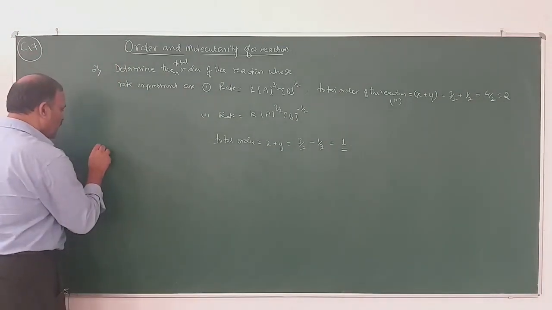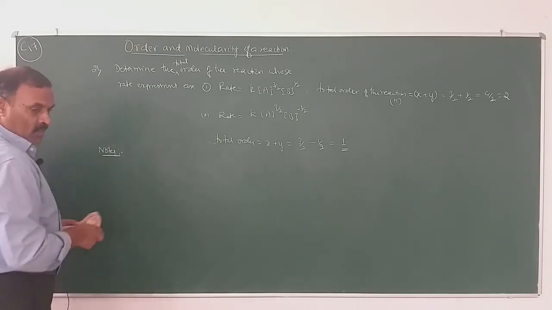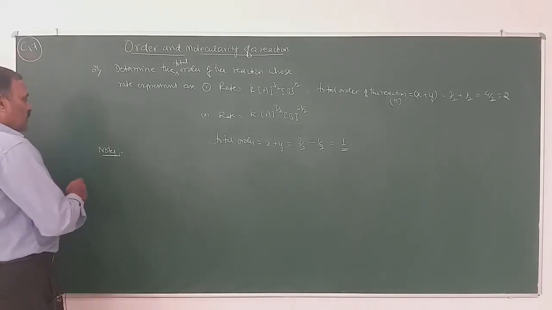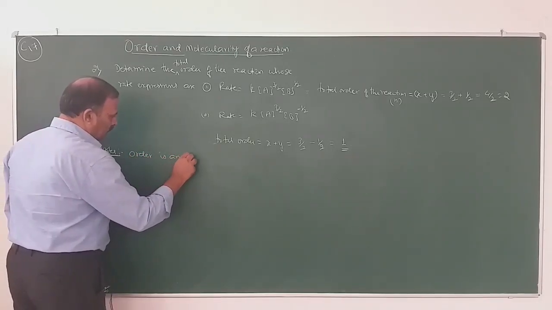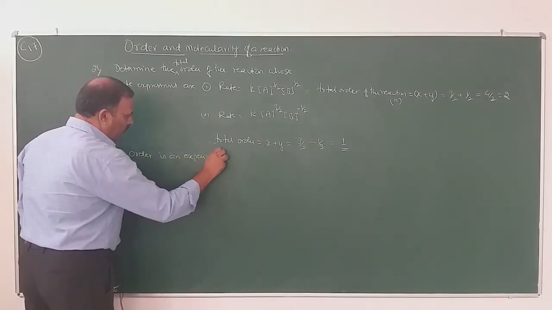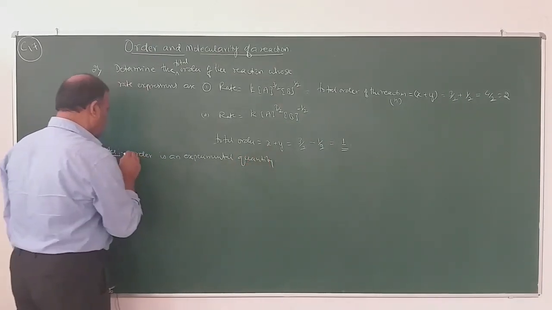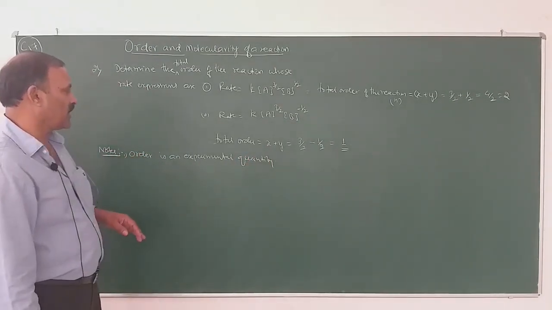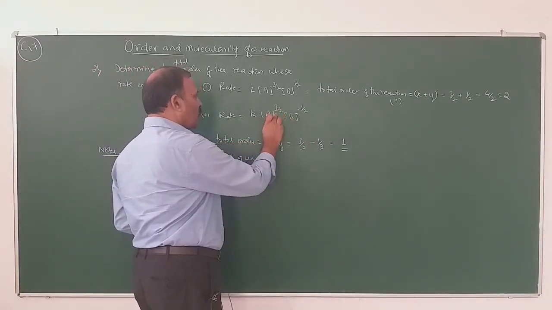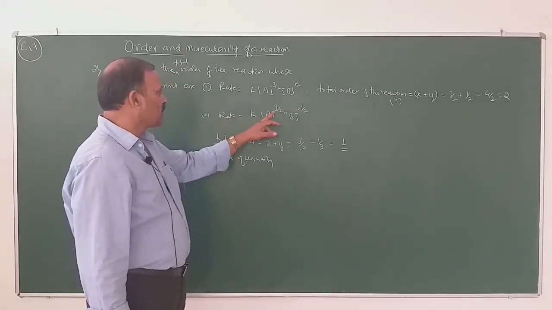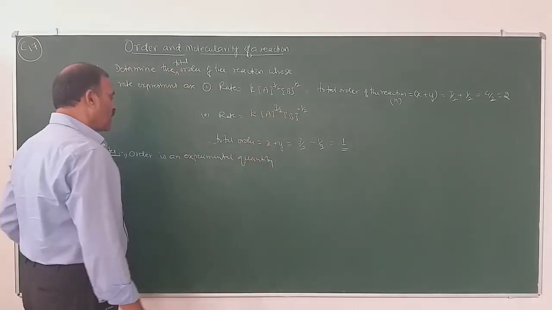Now coming to some of the important notes regarding order of reaction. The first important note is order is an experimental quantity. So order of a reaction can be determined only by experiment, because these powers are determined only by experiment. Since order is the sum of the exponents of the concentration terms, it is an experimental quantity.